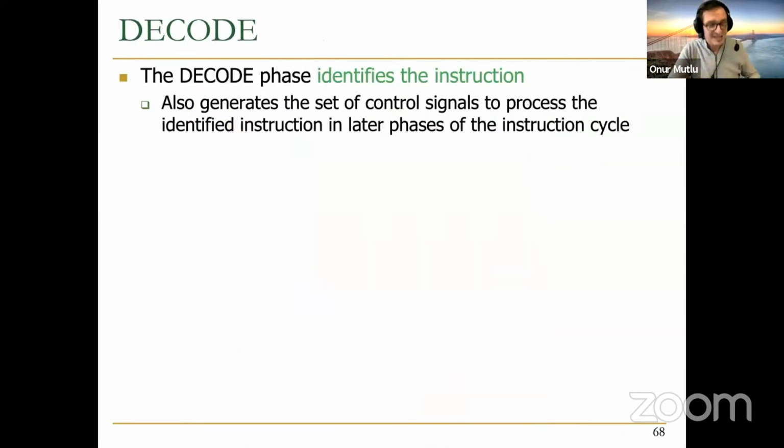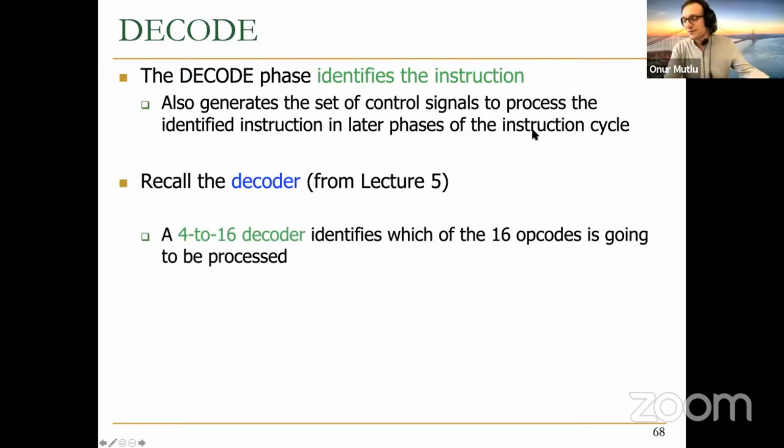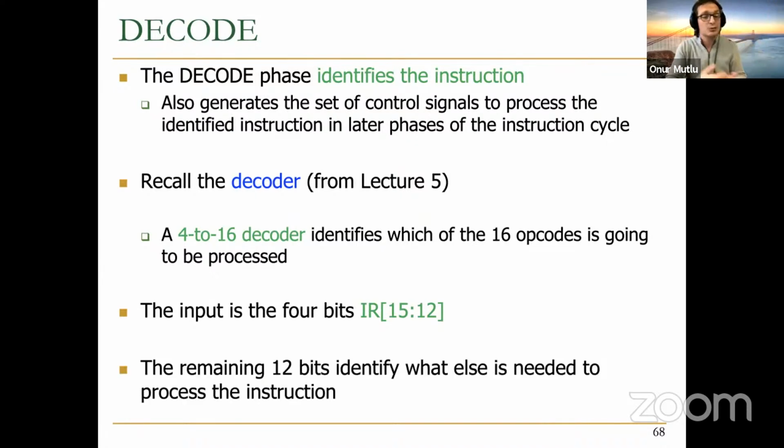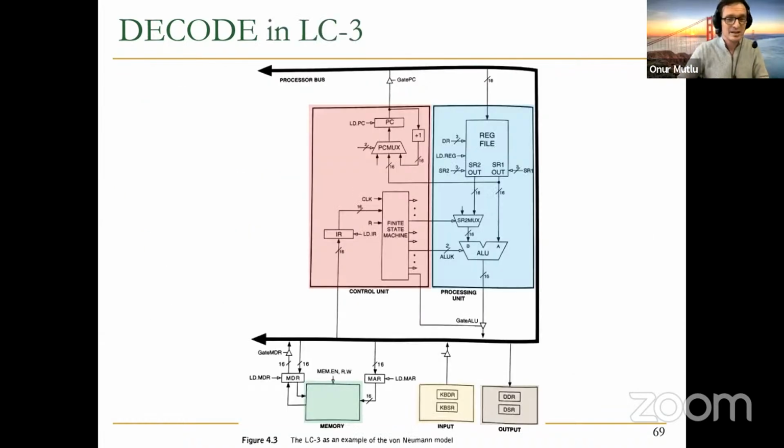Okay, so the decode phase identifies the instruction. As I also said earlier, it also generates a set of control signals to process the identified instruction in later phases of the instruction cycle. Recall the decoder from lecture 5. I'm not going to show you again, but we had a 4 to 16 decoder, and it identifies which of the 16 opcodes is going to be processed. The input is the top 4 bits of the instruction register, because we have the instruction in the instruction register. And the remaining 12 bits identify what else is needed to process the instruction, meaning the operands, as we discussed, right? So decode is very simple.